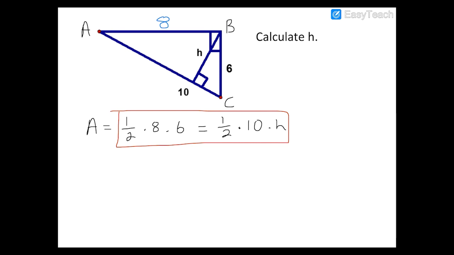Then we have 4 multiplied by 6, which is 24, equal to half of 10, which is 5h. Then h is equal to 24 over 5. Same answer we got in the previous method. This one is much easier. Let's look at the last one.